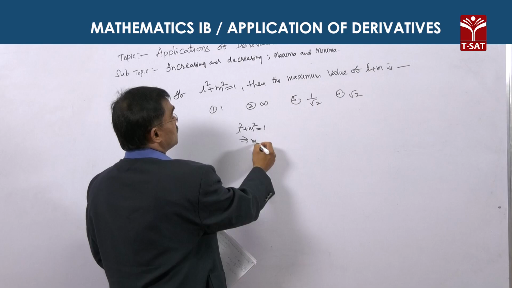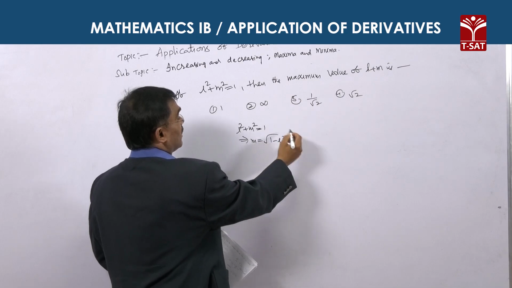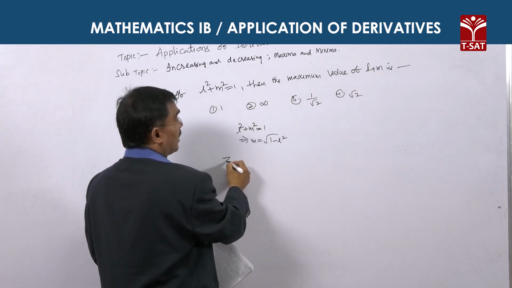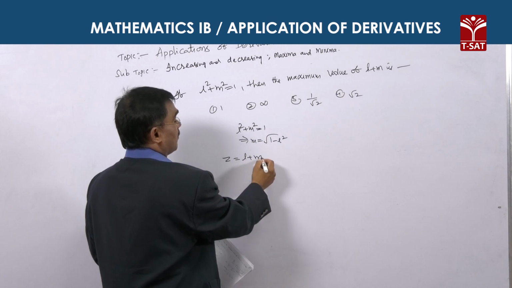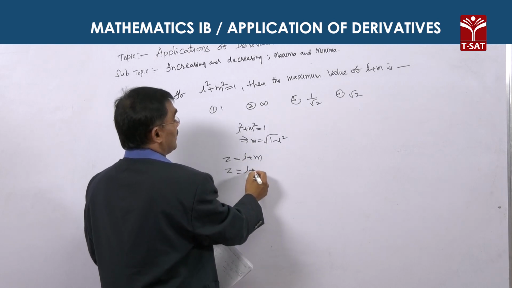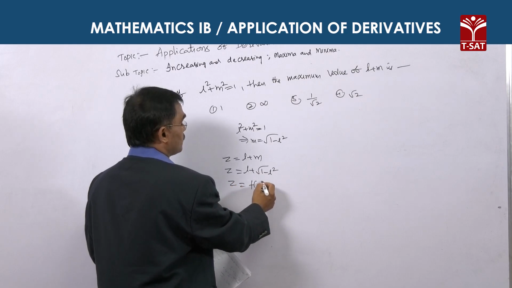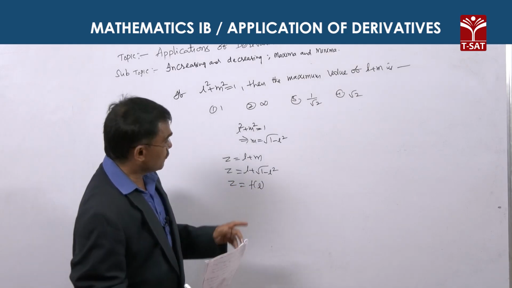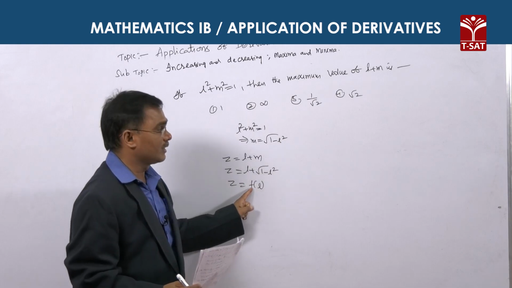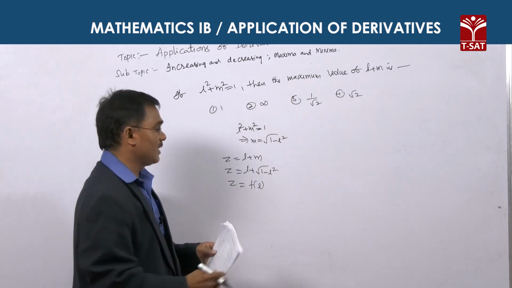From this, m is equal to root of 1 minus L². We find the maximum or minimum value of which function? L plus m. So z is equal to L plus root of 1 minus L². So z is a function of L, f of L. It means we find the maximum value of z, which is nothing but the maximum value of f of L.